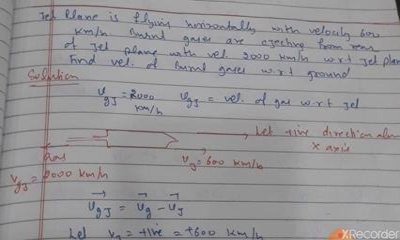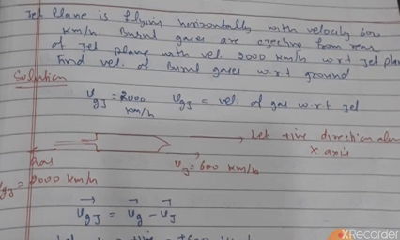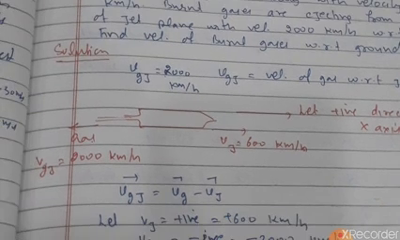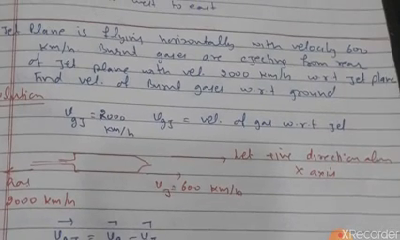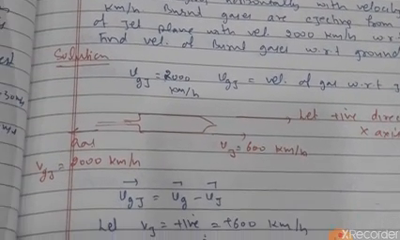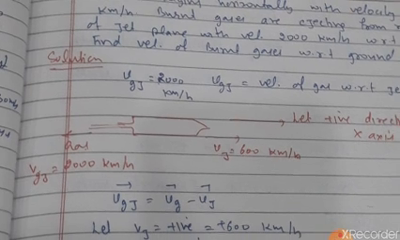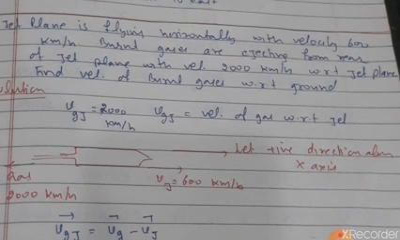A jet is flying horizontally with a speed of 600 km per hour means it is its absolute velocity, and from this we can also say velocity of jet with respect to ground. And the second thing given is velocity of gases with respect to jet plane. So velocity of gas with respect to jet plane is 2000 km per hour. What we have to find out? We have to find the velocity of burnt gases with respect to ground.